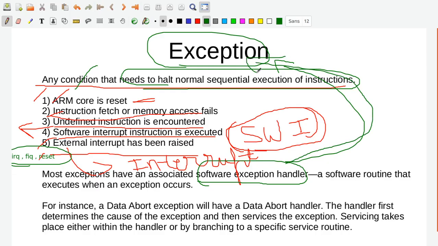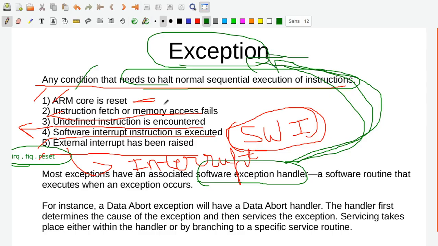What you write in the program to handle the exception in the C program, like if you want to divide by 0, you throw an exception and you try to not disturb the normal execution of the instructions. Here in this case, whenever any condition happens which disturbs the normal flow of the execution of the instructions, at that time the exception handler will handle the exception.